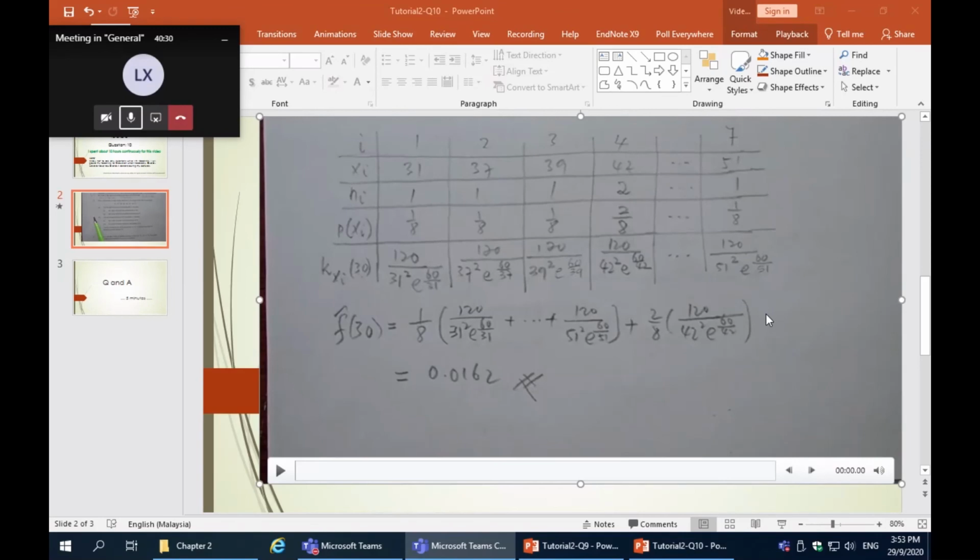Okay, so we have done this question number 10, very long. Now remember, for the gamma kernel distribution, we no need to consider the interval. All the observations have to be considered. Okay, just substitute into the formula. You have to consider all. Okay, so this is the solution for number 10.